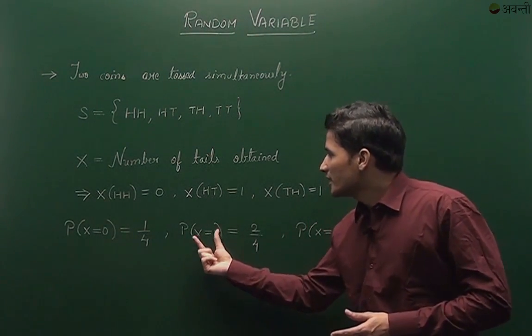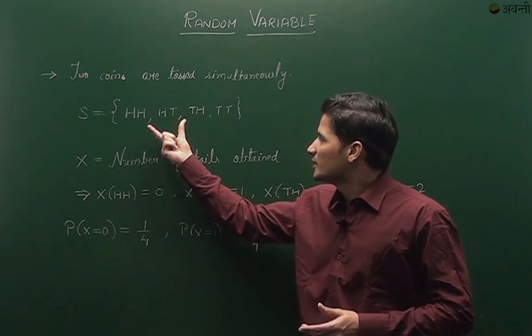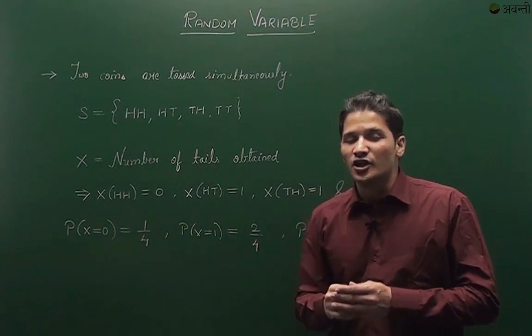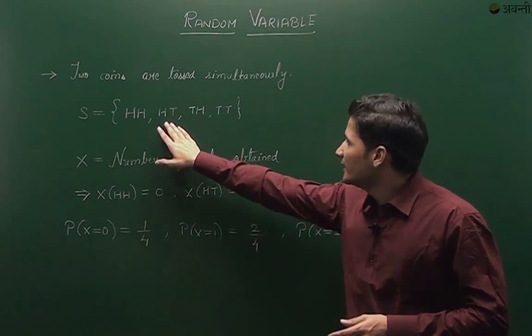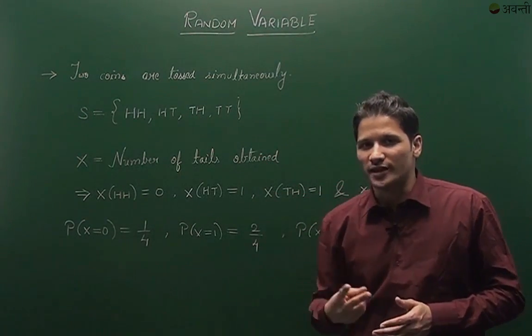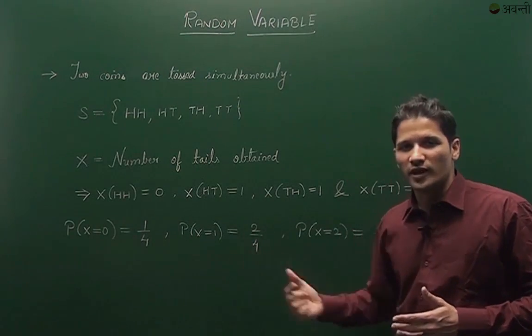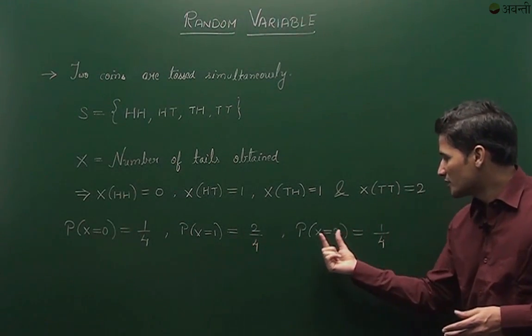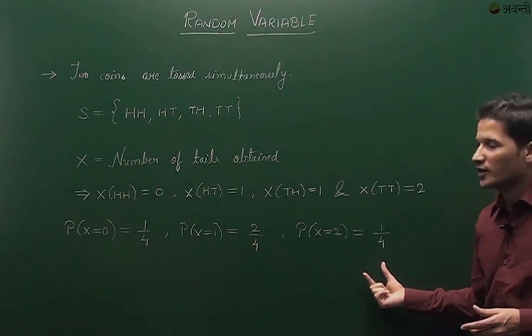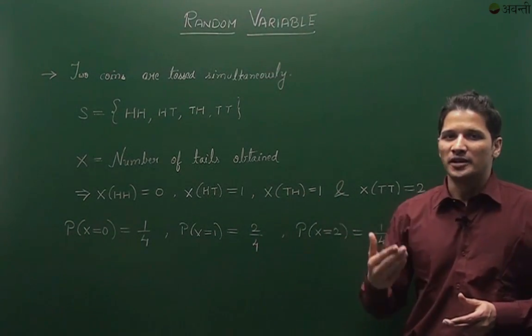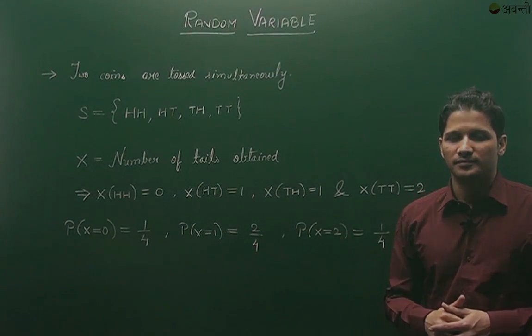Now the second case is x equal to 1. x equal to 1 means how many outcomes in the sample space contain only one tail. There are two outcomes, head tail and tail head. So the probability of x equal to 1 will be 2/4, and similarly the probability of x equal to 2 will be 1/4. This is how you calculate the probability of a random variable.